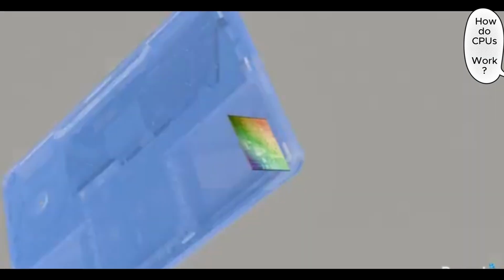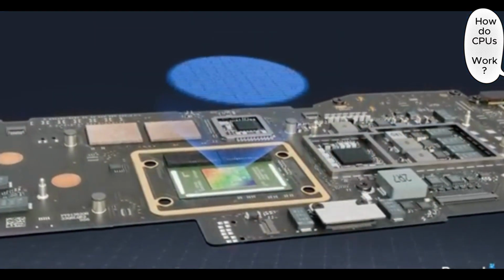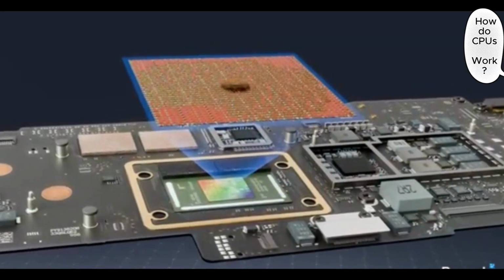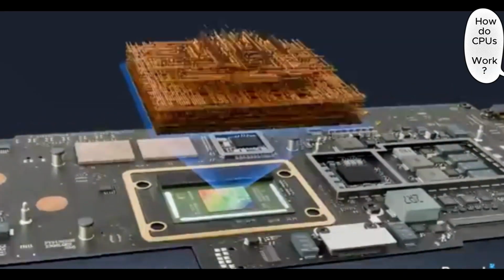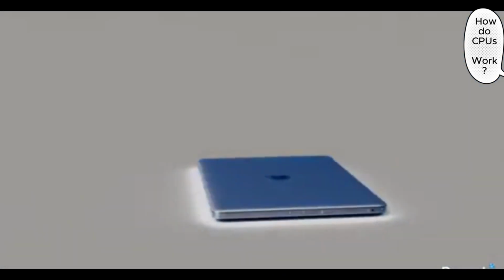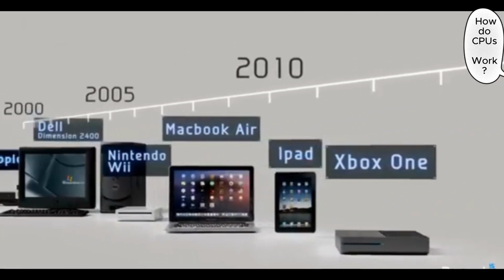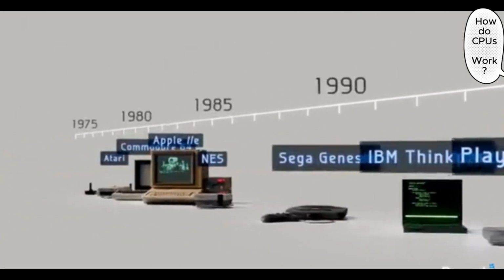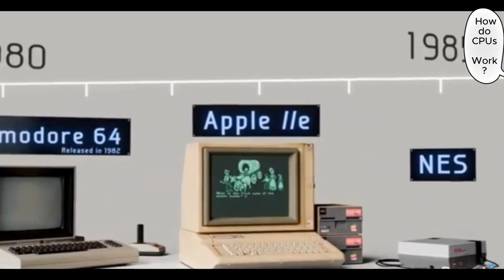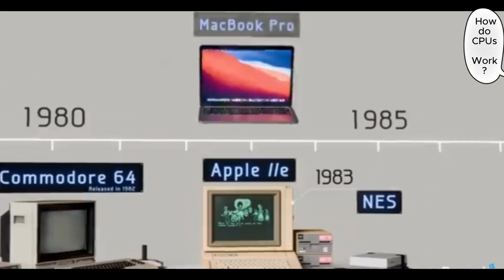A typical processor for a powerful laptop like this one is built from billions of nanoscopic transistors connected together using dozens of layers of wires and is essentially the brain of the device. But before we explore the microprocessor and all its complexity, let's travel to the early days of personal computers and video game consoles and compare the Apple IIe from 1983 to the modern-day MacBook Pro.